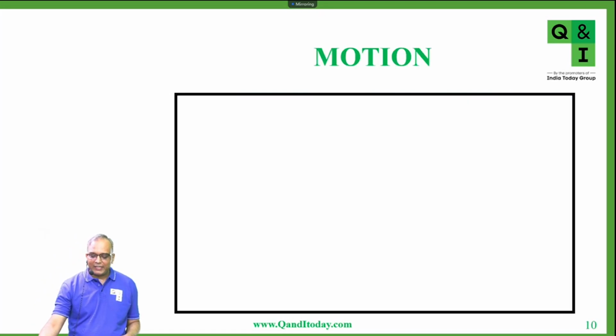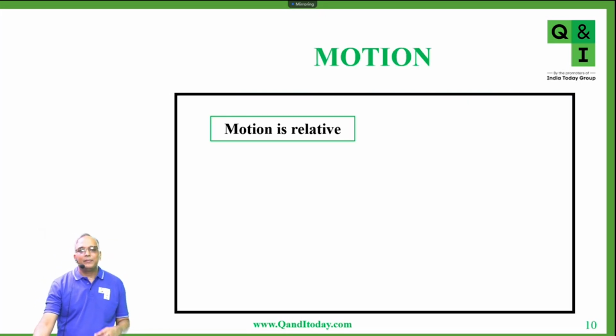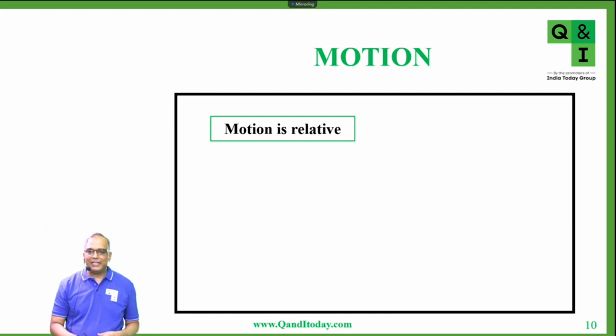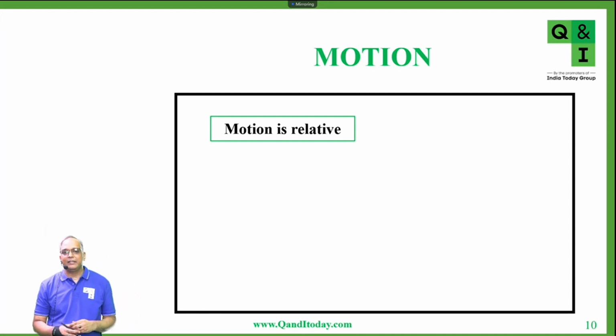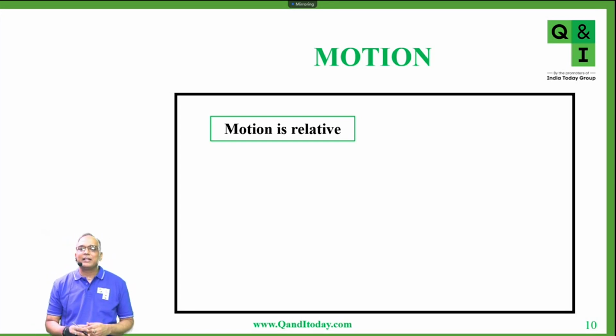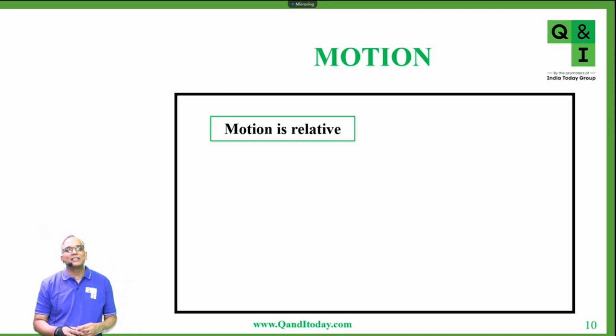Now let's go ahead. This is what we were discussing, Kavin, a while ago. When we say that motion is relative, what does relative motion mean? Motion is relative means a body can be in motion with respect to one observer, and with respect to another observer, the same body can be at rest. I'll give you an example.